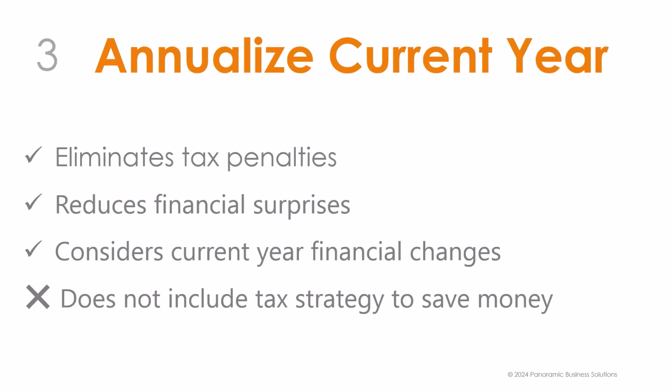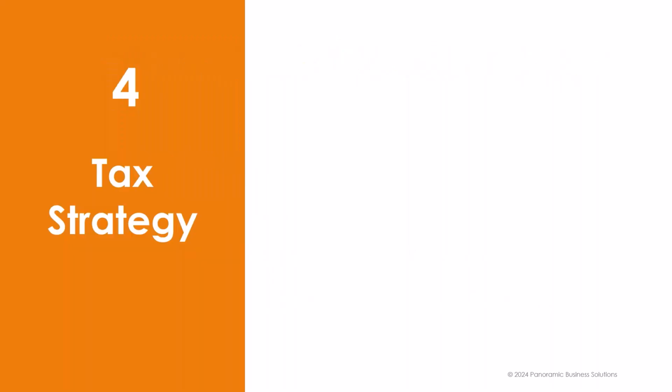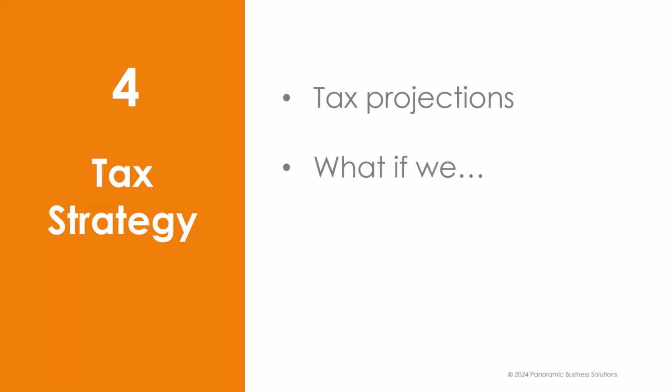So this leads me to the fourth level of tax planning, the tax strategy. With this level of tax planning, your accountant will run tax projections based on various scenarios. What if we elect S Corp status? What if we start contributing the maximum amount to a retirement plan? What if we borrow money to buy 2 new trucks by the end of the year instead of paying cash? What if we buy a competitor that will double our sales?